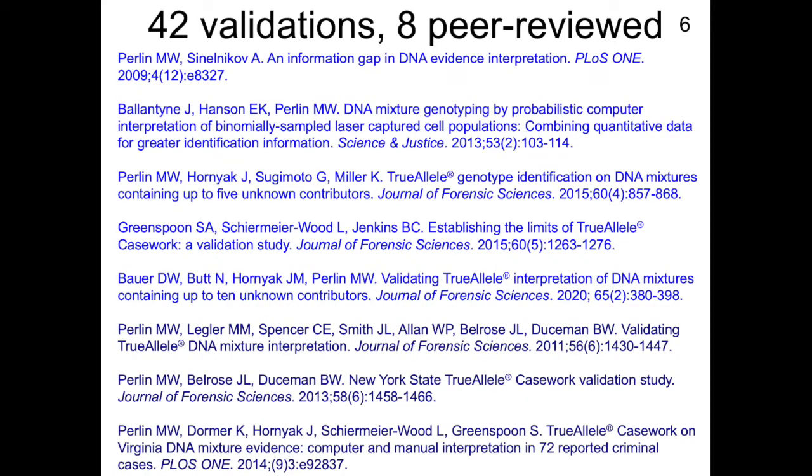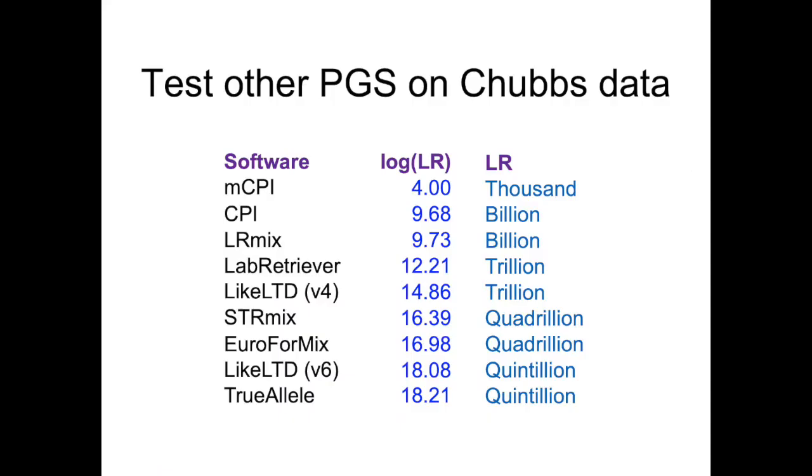There have been at least 42 written up validation studies where TrueAllele has been tested. 8 of them have been published in peer-reviewed journals, which is the scientific and Daubert standard for having the community give an anonymous assessment, an independent assessment of the reliability of a technology. Another way of testing software is to run other programs that are similar, other PGS programs or methods on the same Chubbs data in the case.